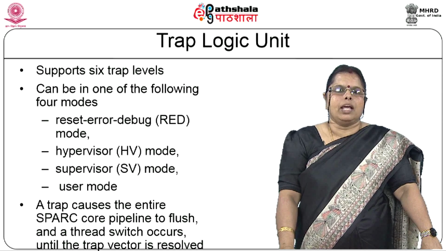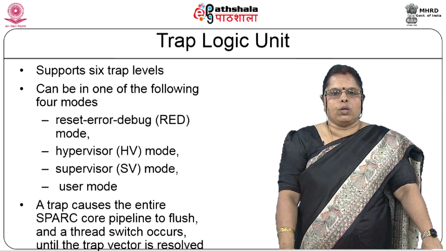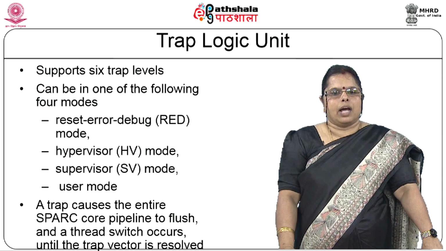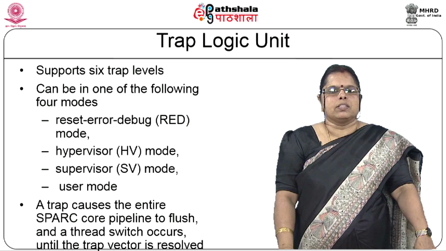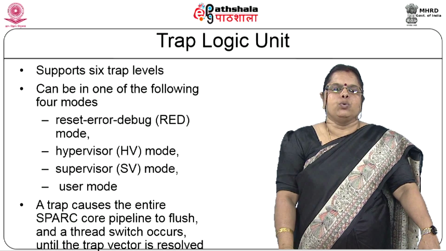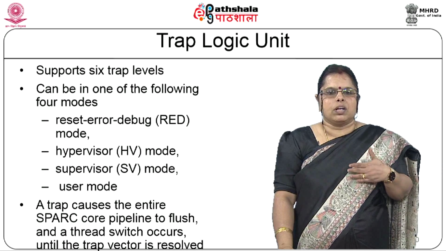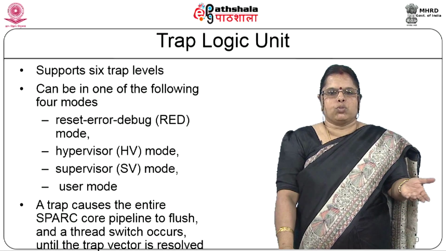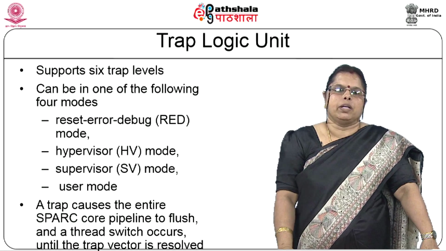And if you look at the TLU, which is the trap logic unit, it supports 6 trap levels. It can be in any one of the following modes. It is a reset error debug mode, which is the red mode. It is a hypervisor mode, where you are going in for virtualization support. It is a supervisor mode and it is a user mode. User mode and supervisor mode we are already familiar with. So, depending on certain privileged operations which have to be done only in the supervisor mode, you will have to switch to the supervisor mode. Hypervisor mode is when you are looking at a virtual machine implementation.